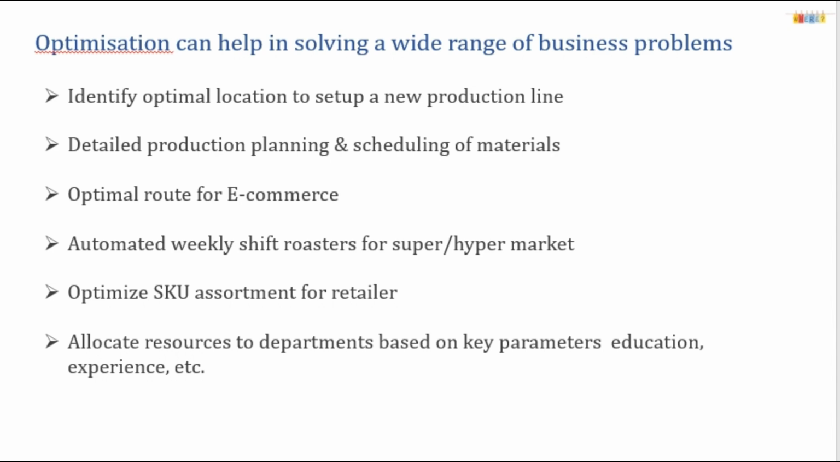The companies use the optimization to determine the best location for the warehouses and new production facilities. This ensures that the logistics and the transportation costs are minimum while meeting the customer demand efficiently. Next example that we can take is the e-commerce, optimal routing for the e-commerce.